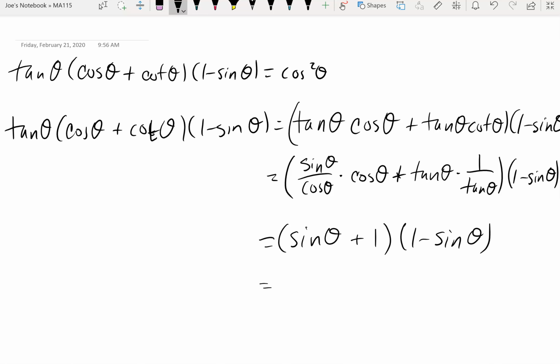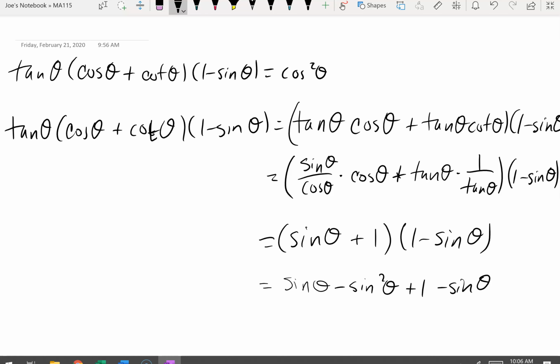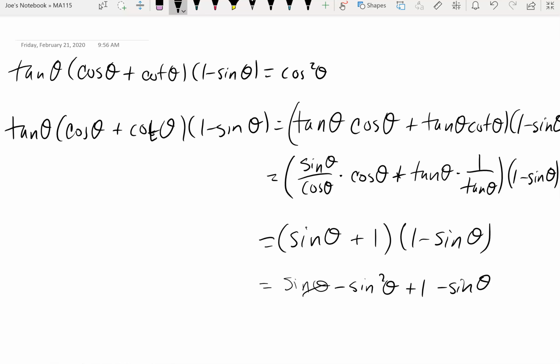Let's FOIL it, right? So I get sine of theta minus sine squared theta, and then plus 1, and then minus sine theta. Anything good happen there? Good. The 2 sine thetas cancel out with each other. And if I rearrange it, I can write it as 1 minus sine squared theta. And that's our identity that 1 minus sine squared theta is cosine squared theta. So we got to the last step that we needed.